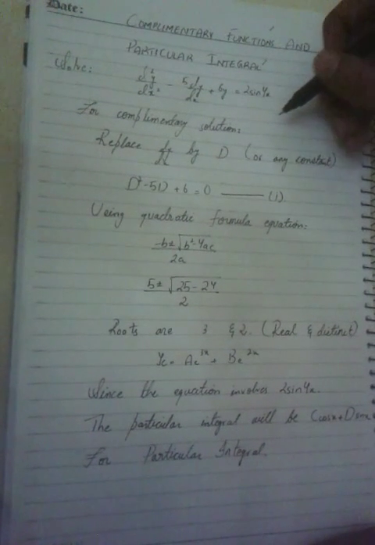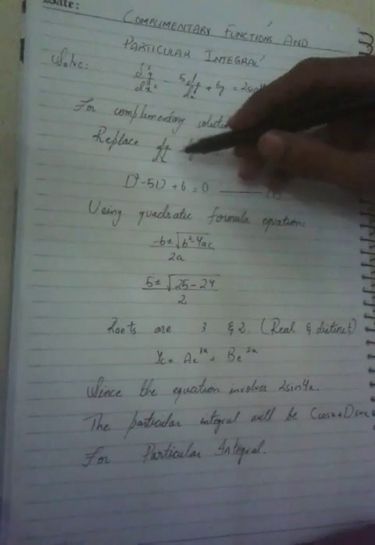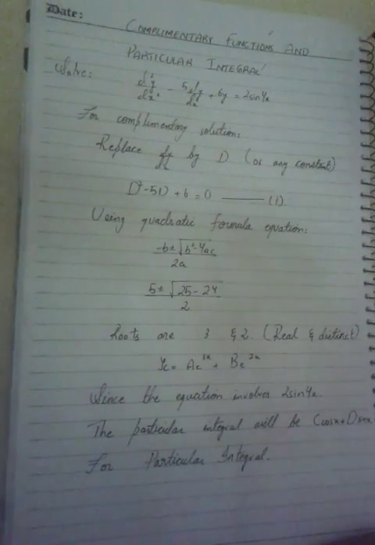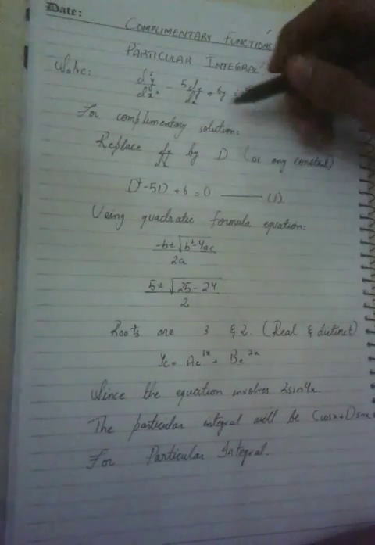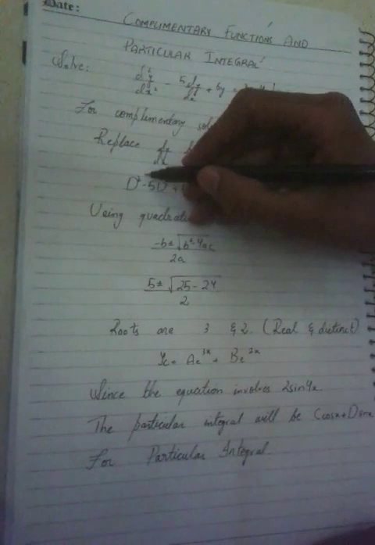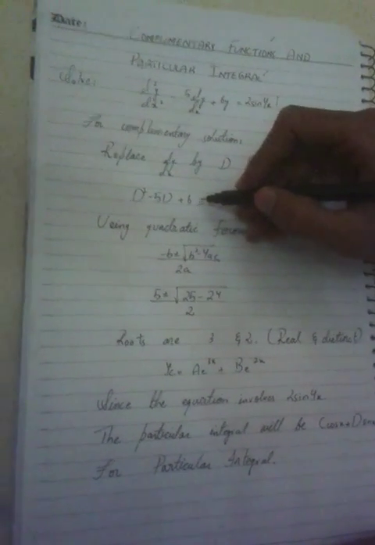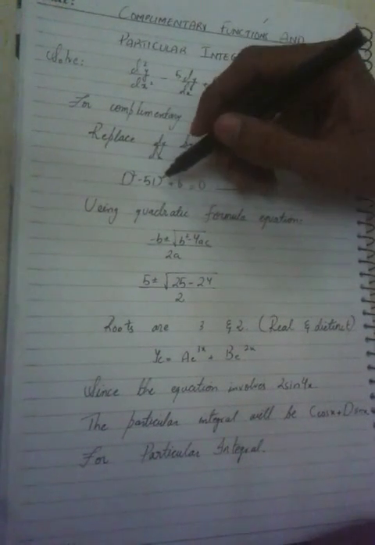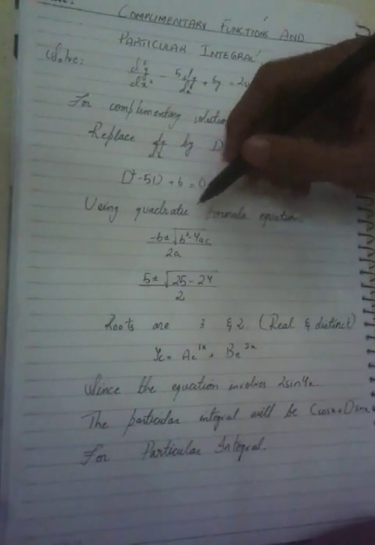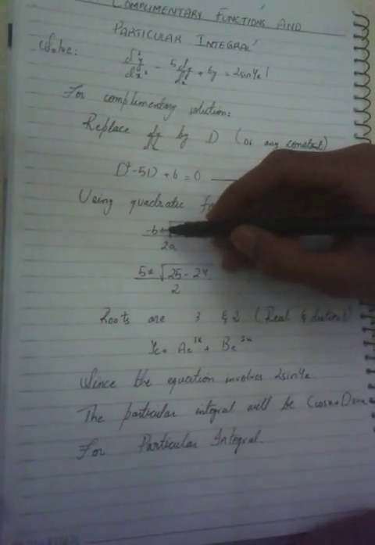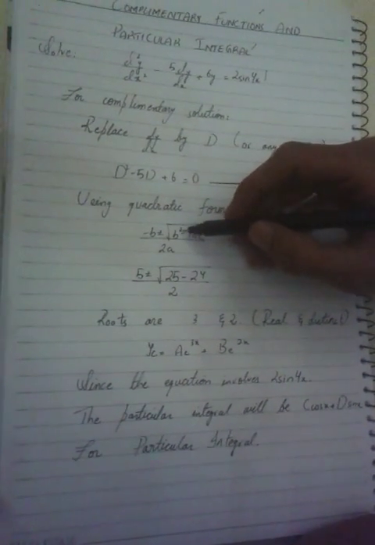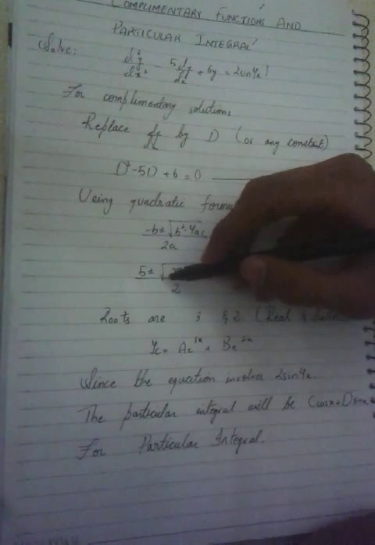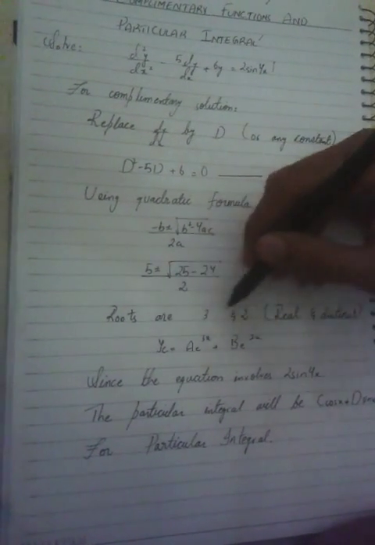Now for the complementary solution, we can replace dy by dx by d, or we can use any constant, but I'm gonna use d. So this equation becomes d square minus 5d plus 6 is equals to 0, and I'm gonna call this equation 1. To find the roots of this equation, I'm gonna use the quadratic formula, which is minus b plus minus under root b square minus 4ac upon 2a. By plugging in the values, I find the roots which are 3 and 2.